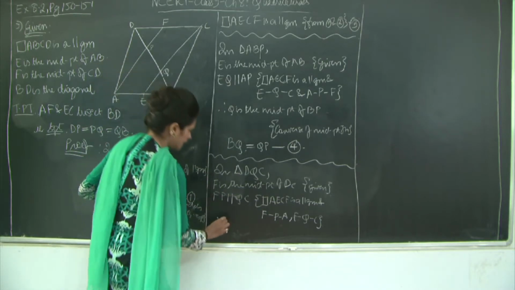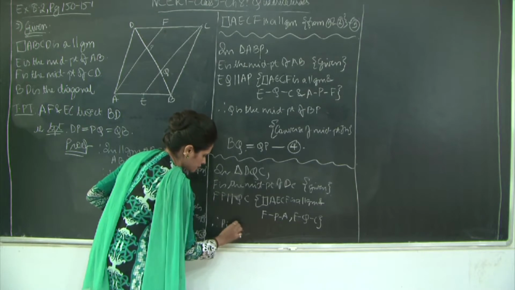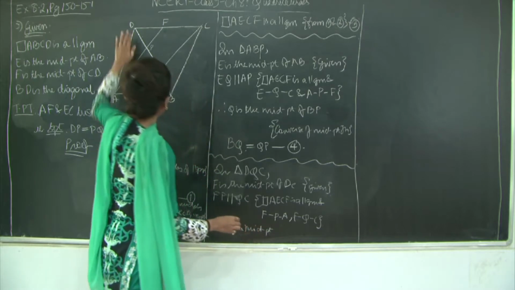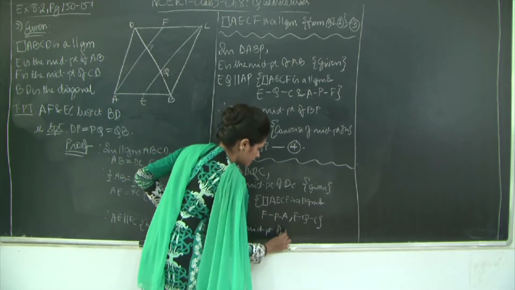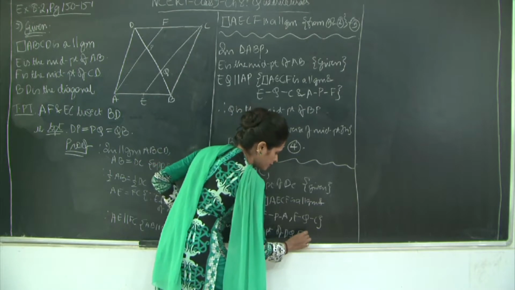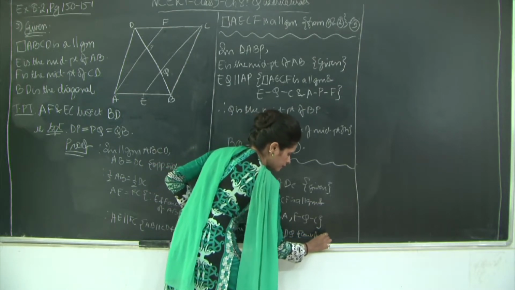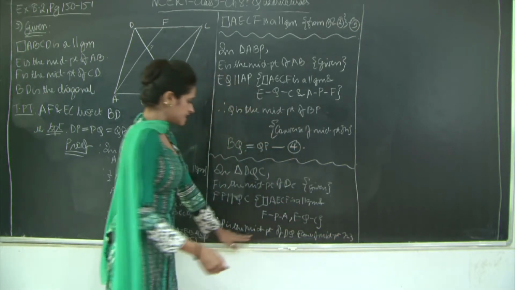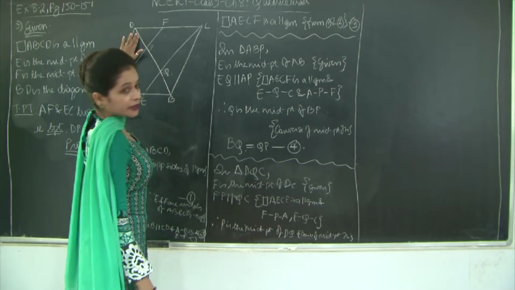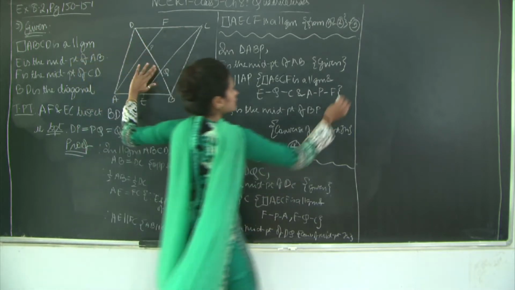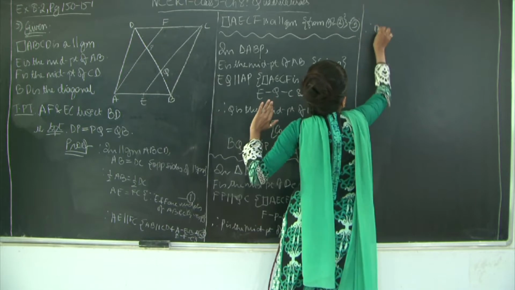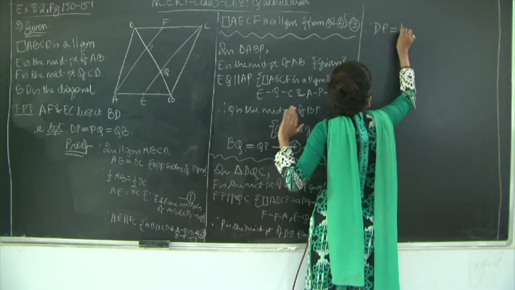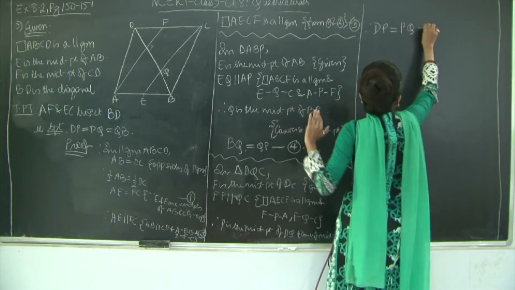Therefore, what can I say? Therefore, P is the midpoint of my line segment DQ through converse of midpoint theorem. Now P is the midpoint of DQ. So what does it imply? That DP is equal to PQ, correct? Therefore, DP is equal to PQ. Let's mark this as 5.